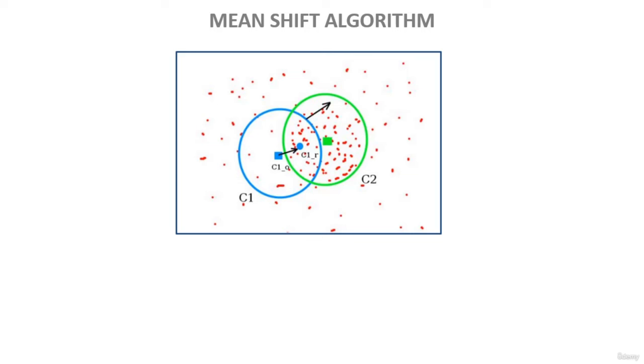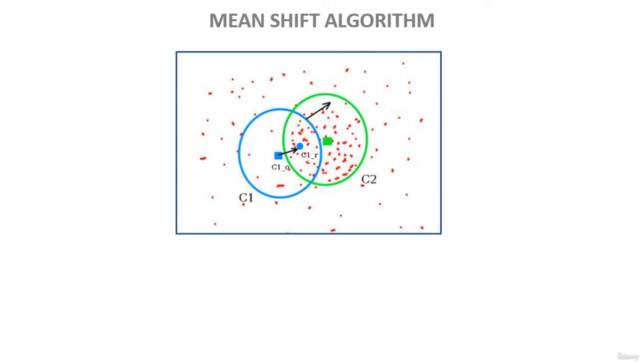Let's now understand this through an example. If you look at the figure on the screen, we can see that the initial window is shown in blue circle with the name C1. Its original center is marked in blue rectangle named as C1_O. But if you find the centroid of the points inside that window, you will get the point C1_R, which is marked in small blue circle, which is the real centroid of the window. So we can see that they don't match.